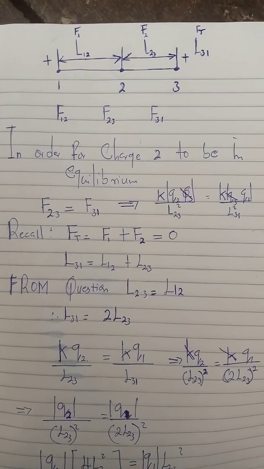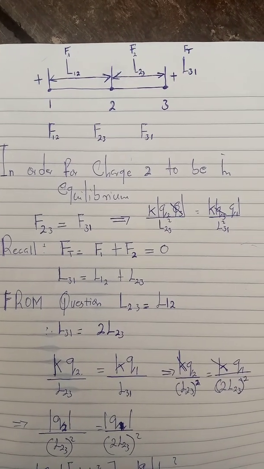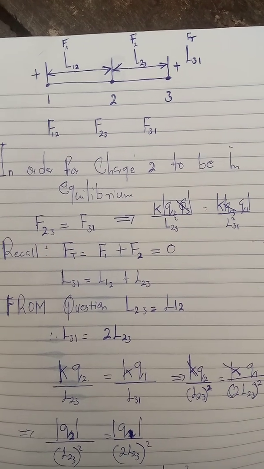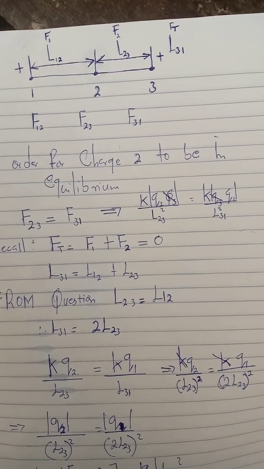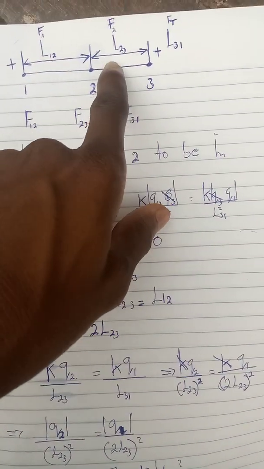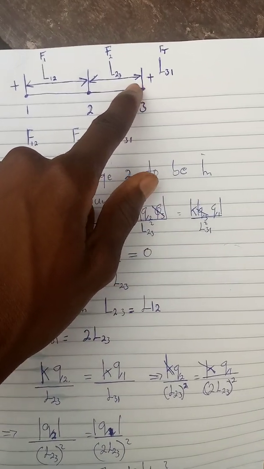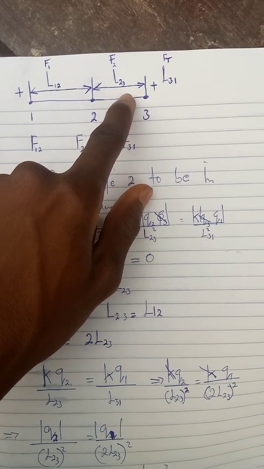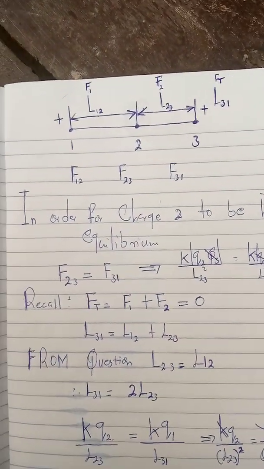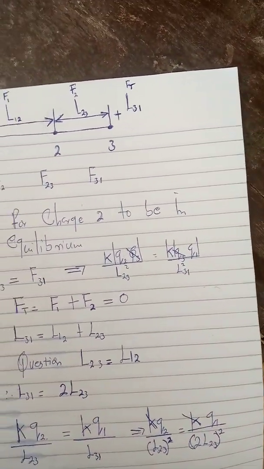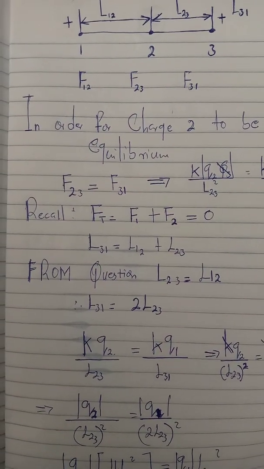You understand? But in order for the charge to be in equilibrium, there has to be an opposing force. That is charge 2. You can see the direction of charge 2 is moving towards the other side. For charge 2 to be in equilibrium, there has to be an opposing force in this other direction. So this implies that F2 of 3 is equal to F3 of 1. You can see clearly F2 of 3 is equal to F3 of 1.